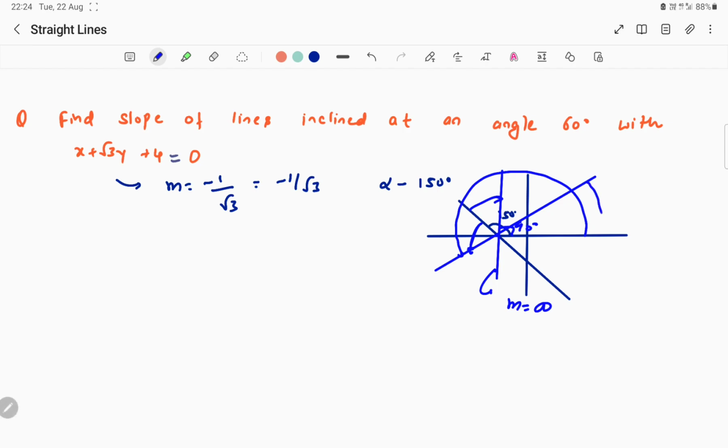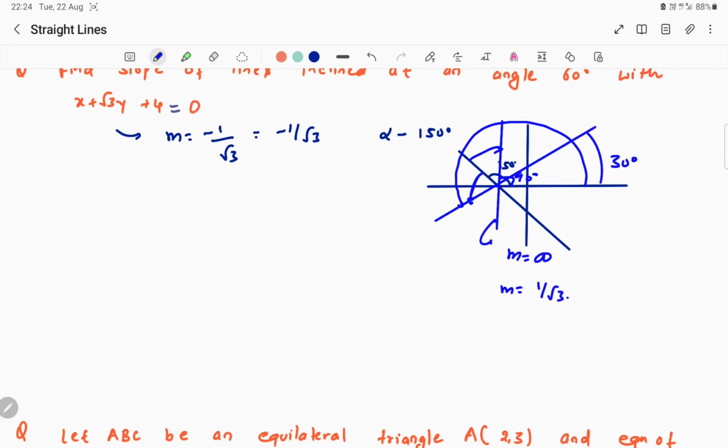So this angle is also equivalent to this angle, isn't it? And this angle is only how much? 30 degrees. So slope will be what? Slope will be tan 30, which is equal to 1 by root 3. So the two lines which are going to make 60 degrees with this given line, they'll be infinite, but the slope we can be particular. So one line will have an undefined slope and the other line will have a slope of 1 by root 3. Okay.